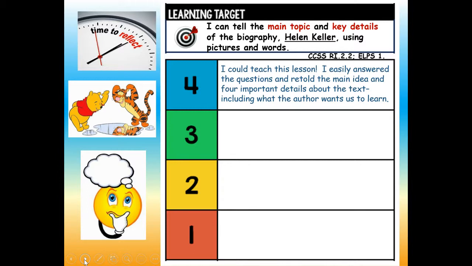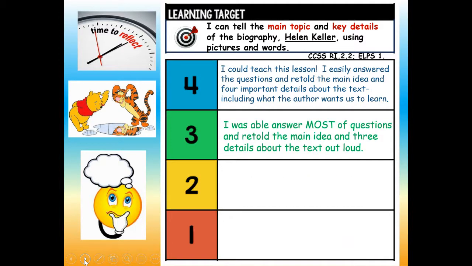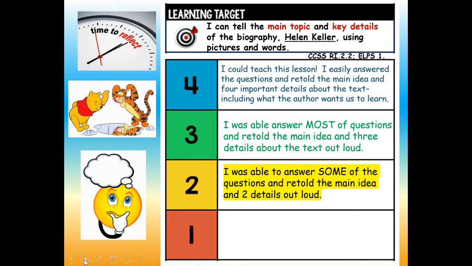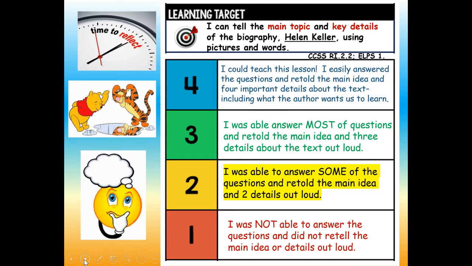I easily answered the questions and retold the main idea and four important details about the text, including what the author wants us to learn? Or would you give yourself a three? I was able to answer most of the questions and retold the main idea and three details of the text out loud. Or number two, I was able to answer some of the questions and retold the main idea and two details out loud. Or one, I was not able to answer the questions and did not retell the main idea or details out loud. How do you think you did? Four, three, two, or one?